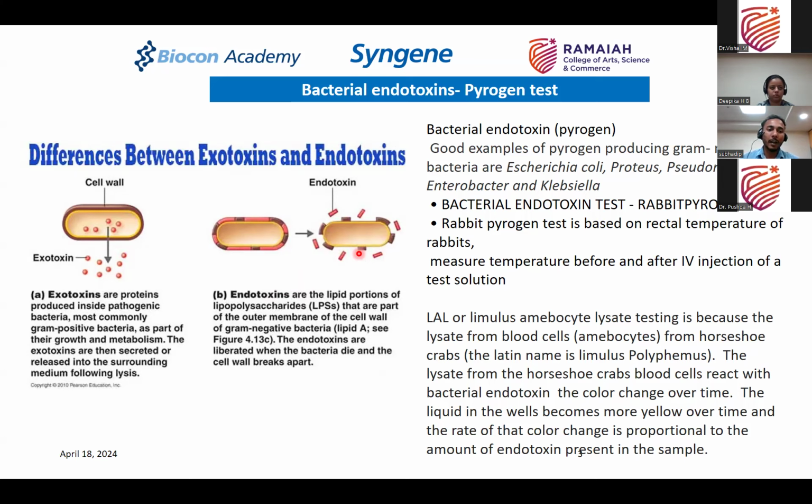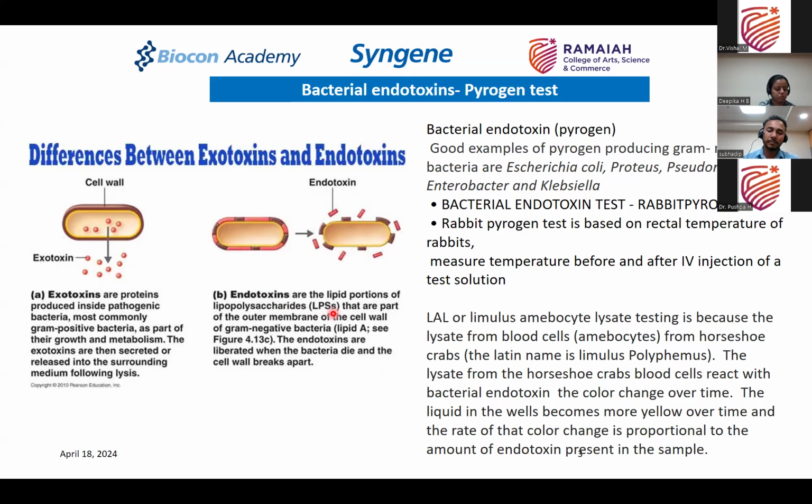Yes. And apart from that, something gram-negative bacteria has: lipopolysaccharides. Those lipopolysaccharides, which are present on the surface, on the cell wall of gram-negative bacteria, are the ones which are liberated when they die and the cell wall breaks up. Those are called endotoxins. These are also called pyrogens.